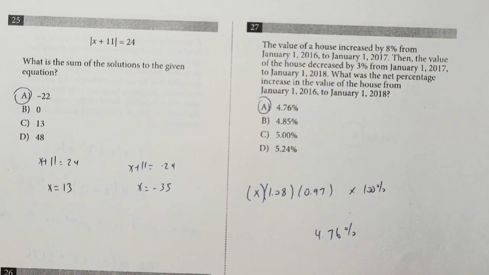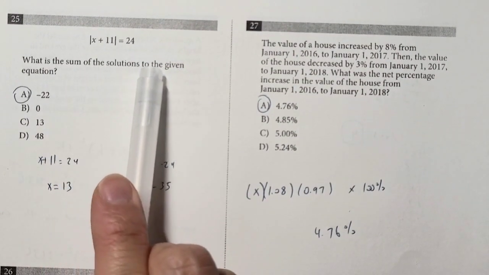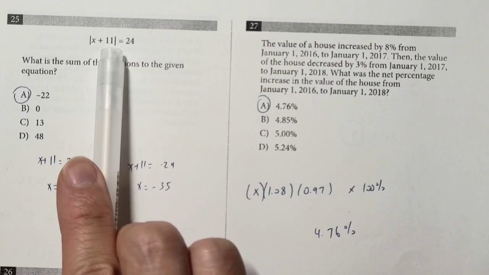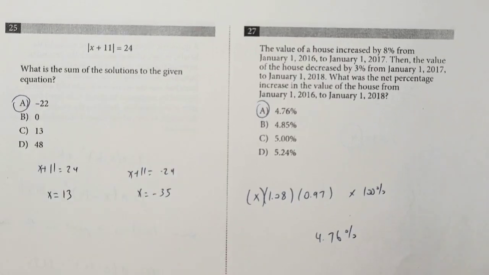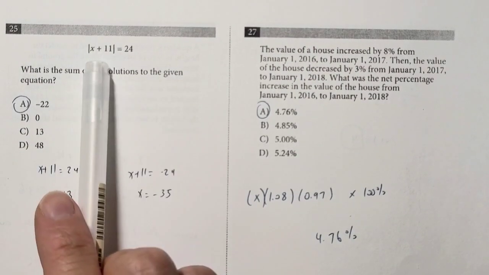You have this absolute value equation. What is the sum of the solutions to the given equation? To be honest, I don't know why they put this as difficult. If I remember correctly, I remember having to solve absolute value equations back in 7th grade, and I was not an honor student or anything like that. So hopefully you know how to do this.